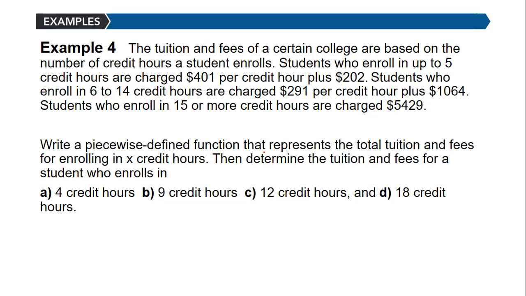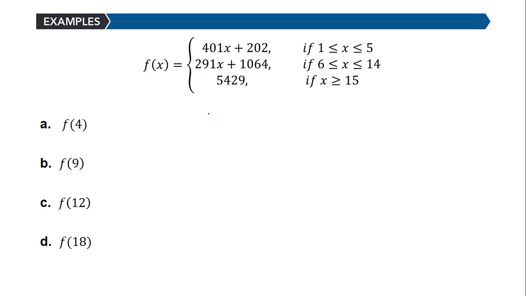So notice there are several different cases we're given. We're given students who enroll in up to 5 credit hours, students who enroll in 6 to 14, and students who enroll in 15 or more. So my function we can write in this way. f of x is equal to, so we'll have 3 pieces. Our restrictions are if x is between 1 and 5, then x is between 6 and 14, and then x is greater than or equal to 15.